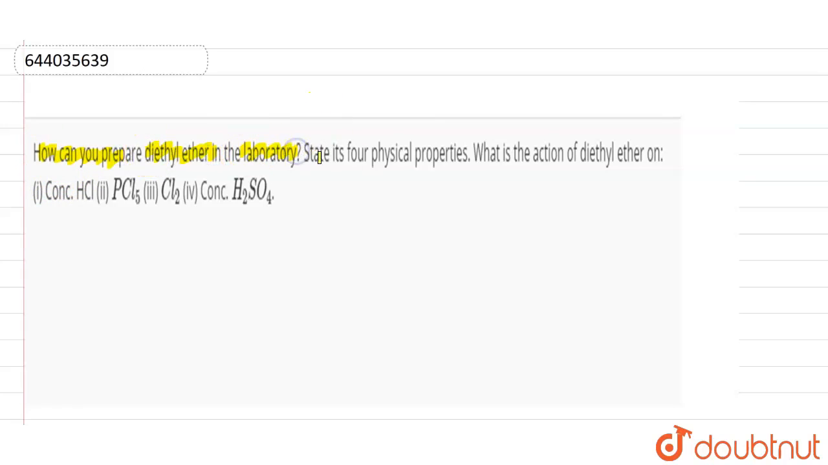Hello students, so the question is asking how can you prepare diethyl ether in the laboratory, and state its 4 physical properties, and what is the action of diethyl ether on concentrated HCl, PCl5, Cl2, concentrated H2SO4. So here we will see one by one.